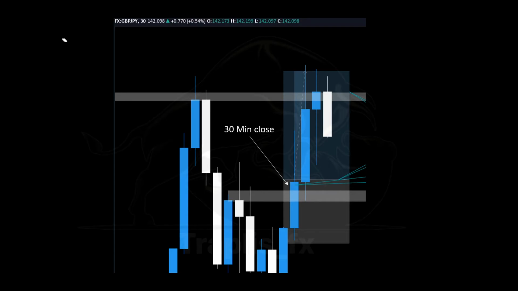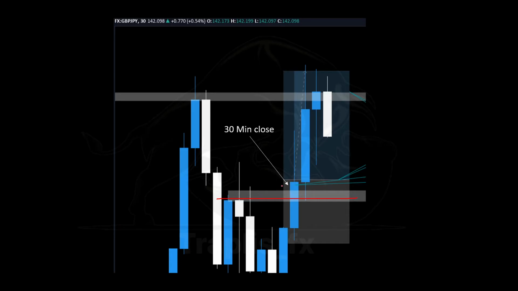Okay, let's go another example. So this is a 30-minute. Alright, so let's see what we can do. So let's switch the colors. Let me go with red, it will be more visible. So we can see that we had the resistance. That's my 30-minute. I waited for the 30-minute to close this time.